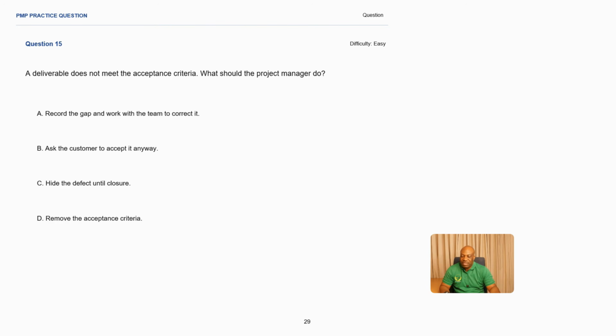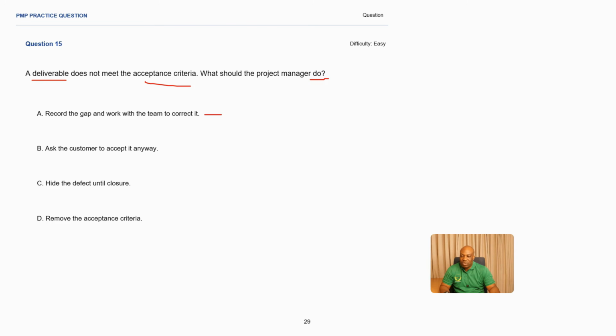Practice question number 15. A deliverable does not meet the acceptance criteria. What should the project manager do? So what is our problem statement? We have a deliverable which is not meeting acceptance criteria. So let us go through the answers now. Record the gap and work with the team to correct it. So the deliverable does not meet the criteria, so there's a gap here. Okay, we'll leave this one for now.